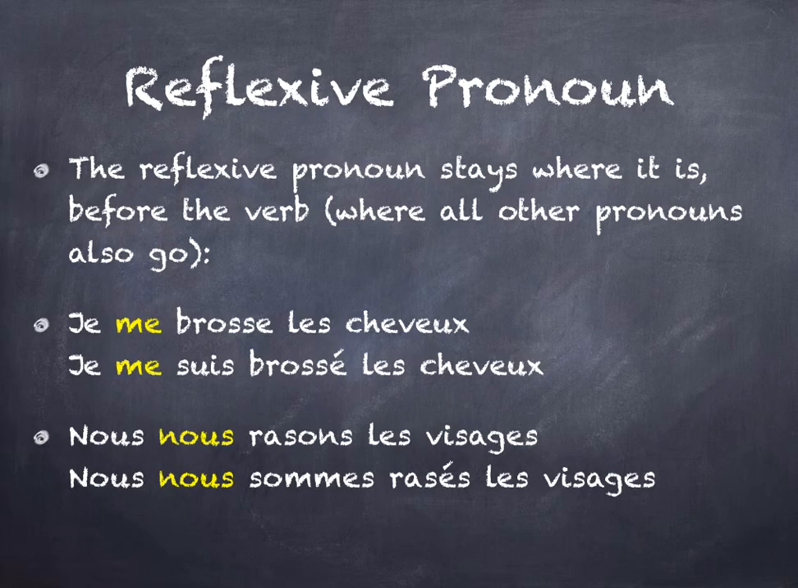If we look at another example, nous nous rasons les visages. So we are shaving our faces. The nous is in front of the rasons because that's where our present tense reflexive pronouns go. Rasons is of course our conjugation of raser. In the passé composé, therefore, nous nous sommes rasés les visages. We've added our reflexive pronoun in front of our sommes rasés because sommes rasés altogether is our verb. Even if it's two words, it's still the verb.